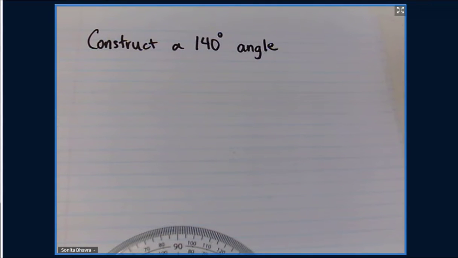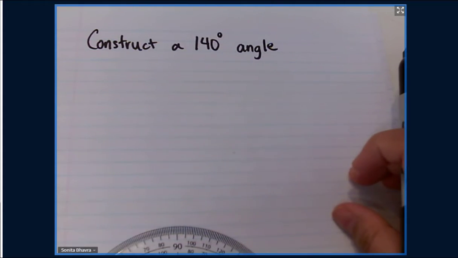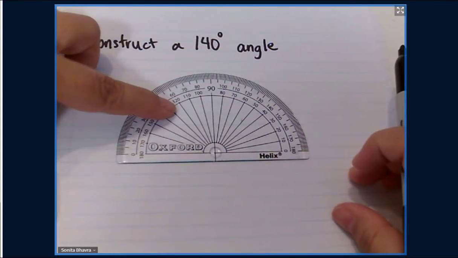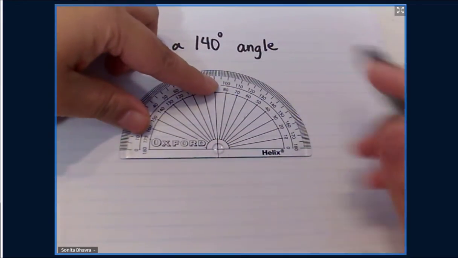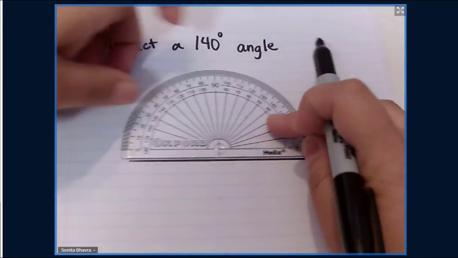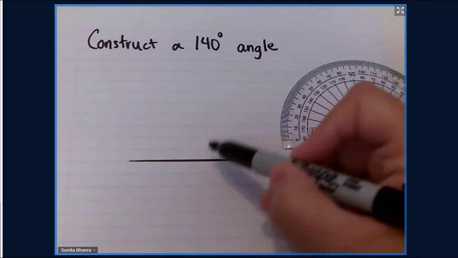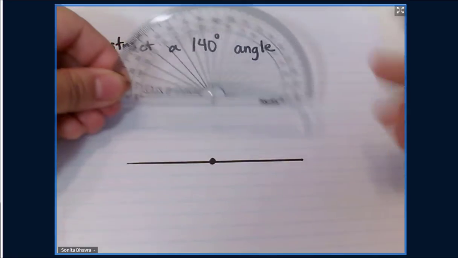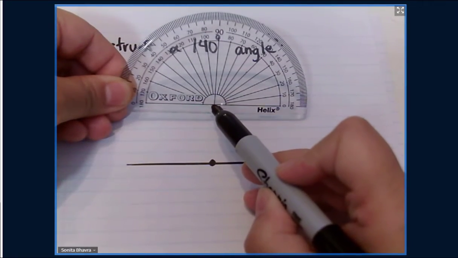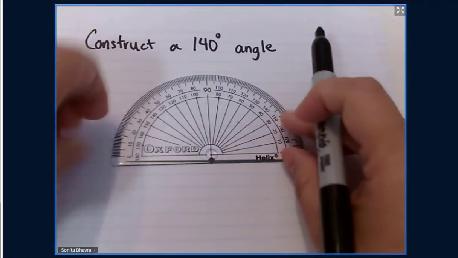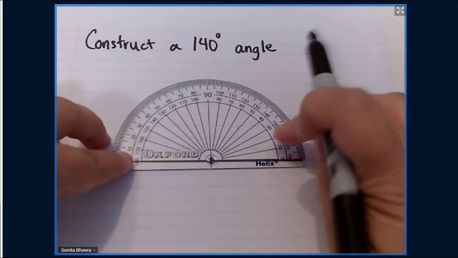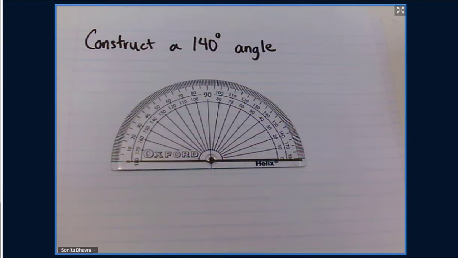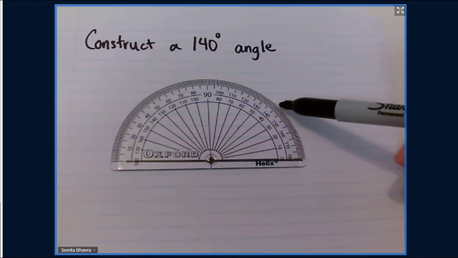All right, so let's say we had to construct an angle, and let's say for this example, it's a 140 degree angle. What you're going to do is start and just draw a line like so, and we'll just put a circle here. That circle is where we will put this part of our protractor. This part right here is where the protractor goes, just like that. Now you can see 140 degrees is here, right?